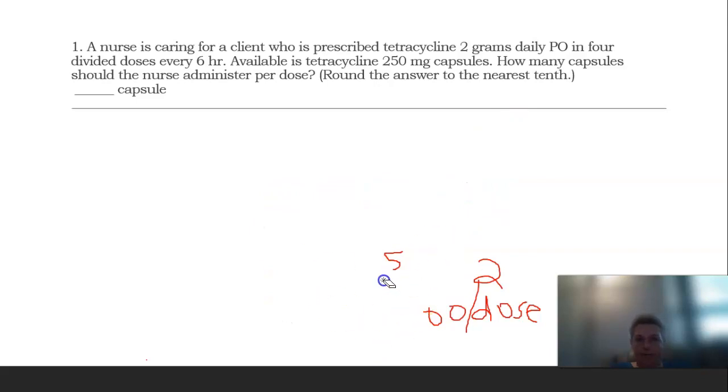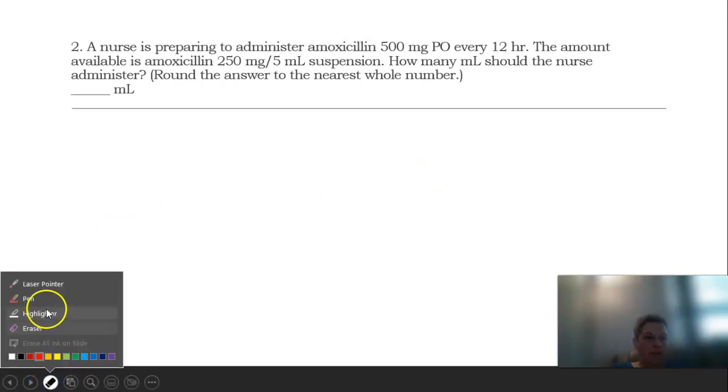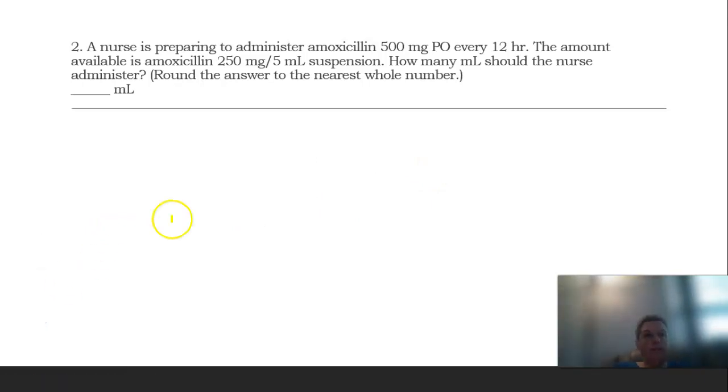All right. Here we go. Next. All right, here's our next one. Let me go get my pen. Okay. A nurse is preparing to administer amoxicillin 500 milligrams PO every 12 hours.